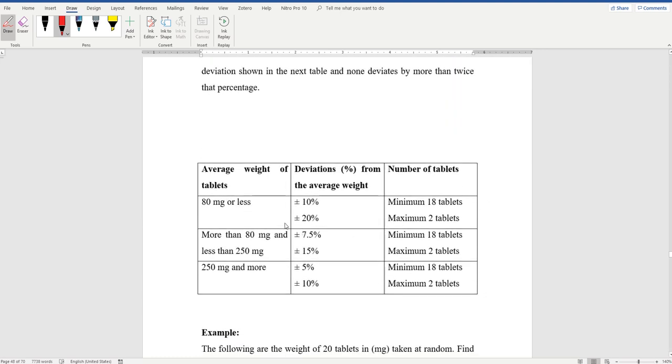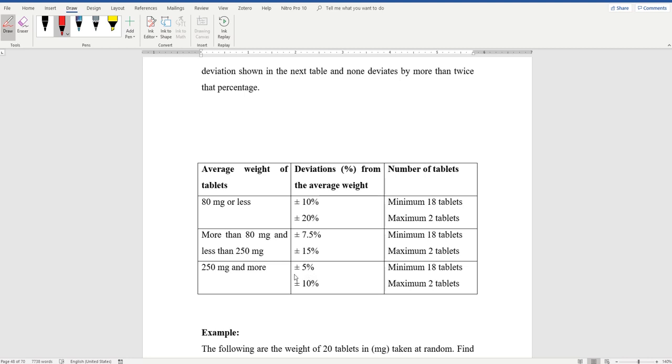So look at the table here. Where is 600 milligram in these three categories? It's not 80 milligram or less. It doesn't belong to this category. It's not more than 80 and less than 250. It is 250 milligram and more. So 600 comes here. Okay.